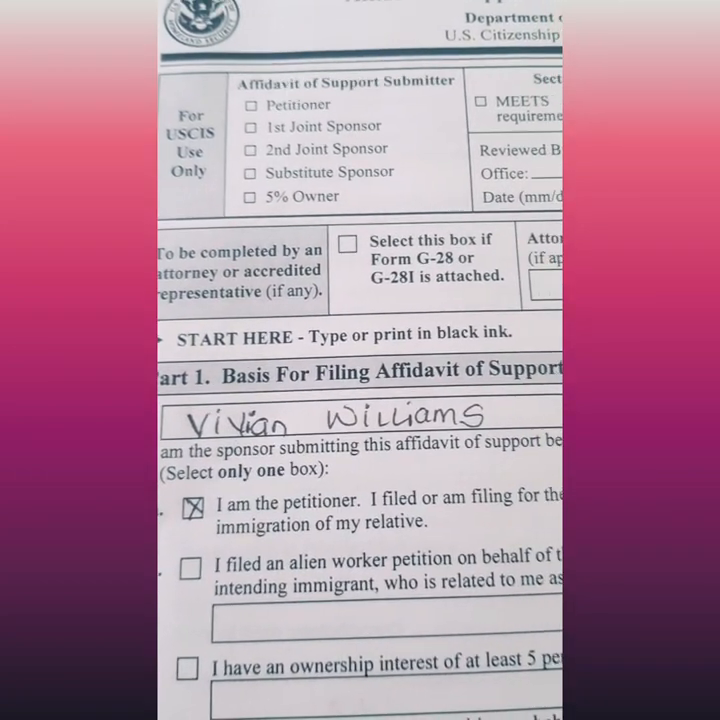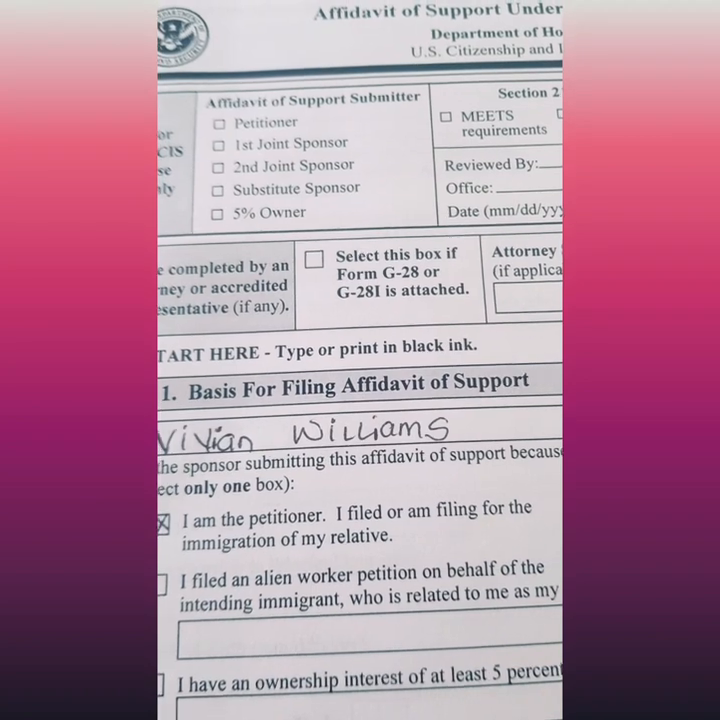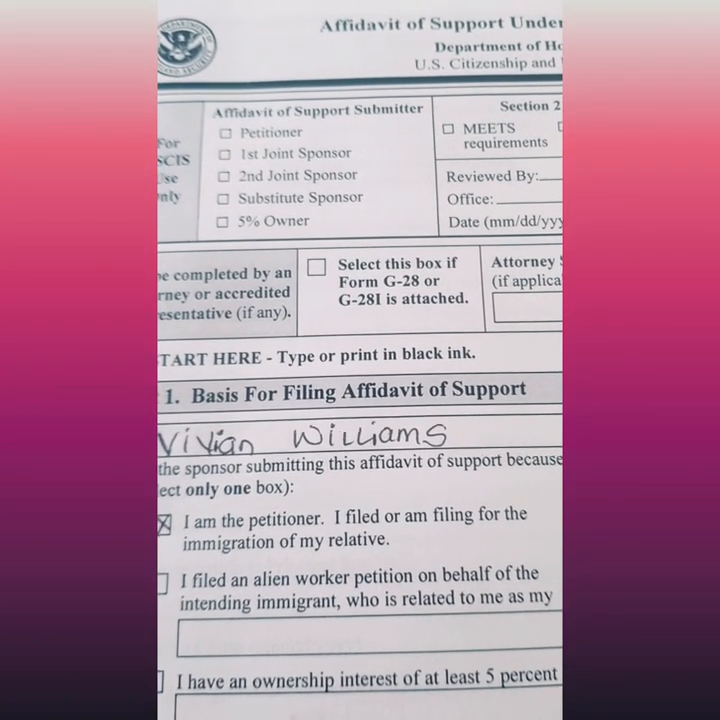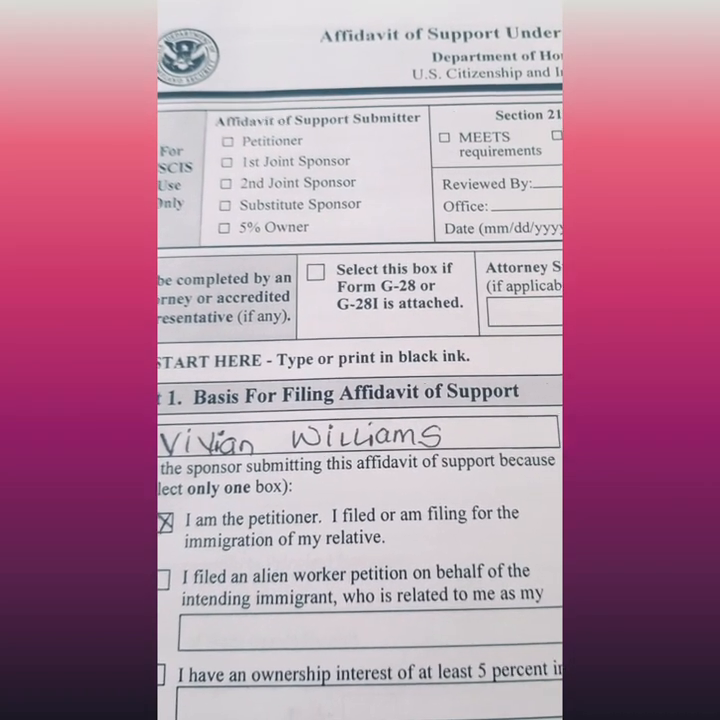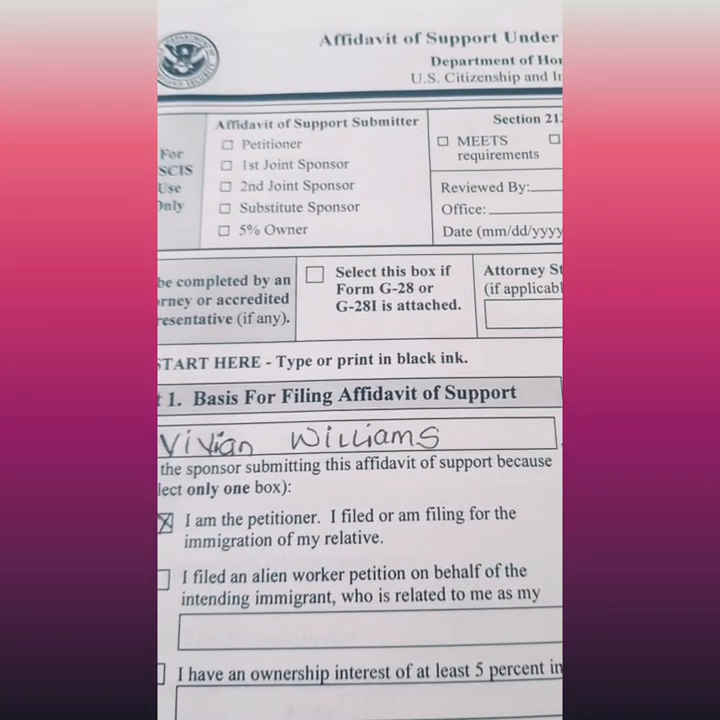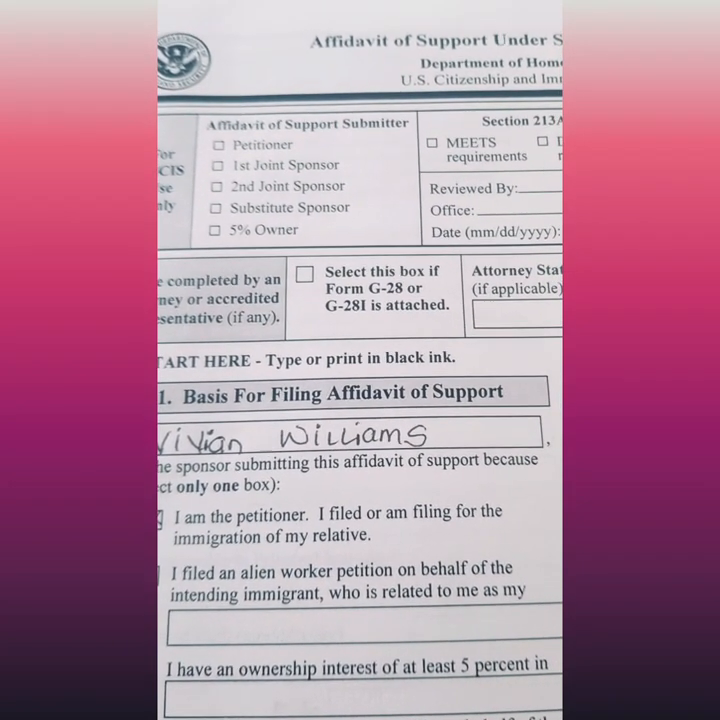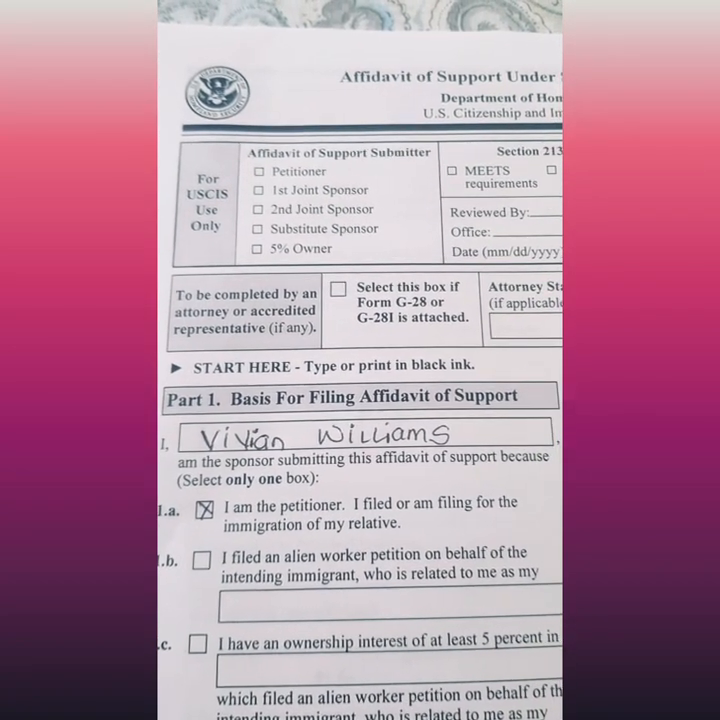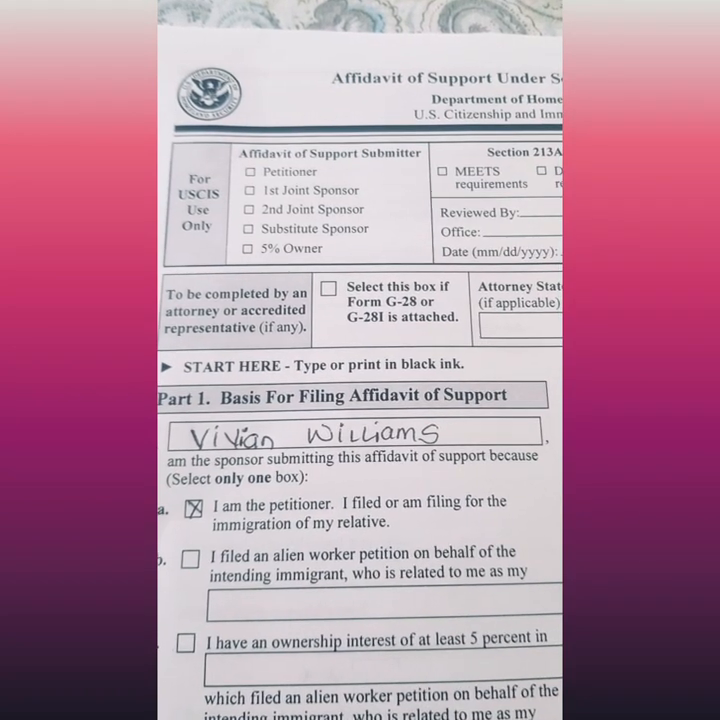Firstly, when filling up this form, you have to type or print in black ink. And if you need extra space to fill up the form, you have to go to the space provided in Part 11 to fill it up. You must answer these questions carefully and accurately. With that being said, let's dive into it.